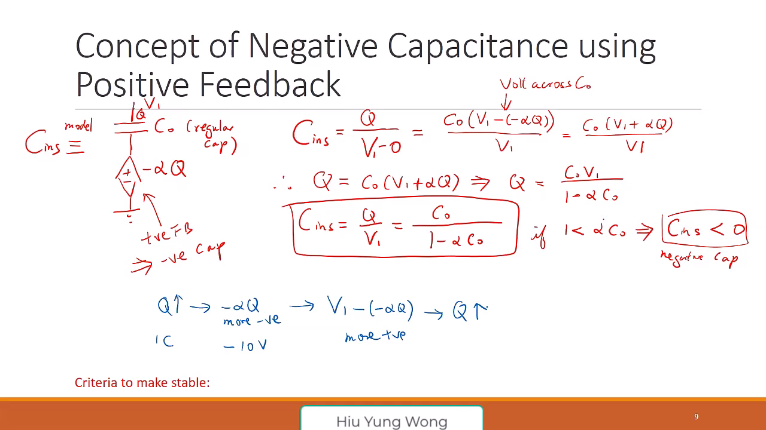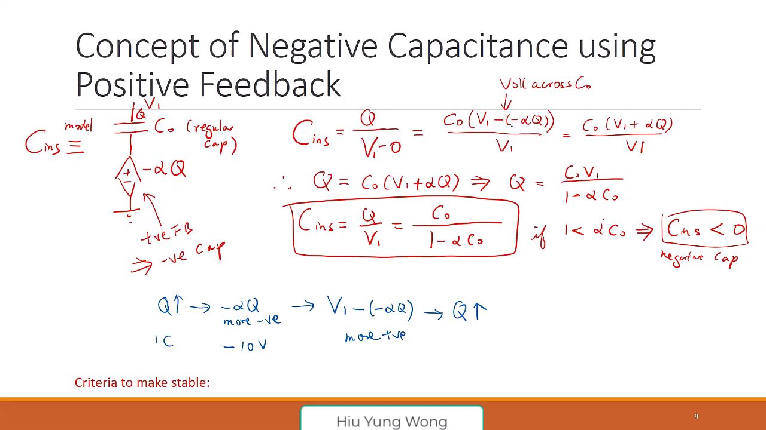So if this is more positive, the Q will continue to increase, right? The voltage across the C0 is larger now, then I have even more charge. So this is a positive feedback. It is not stable. It is not stable. And eventually it will run into second order distortion, nonlinearity, then you cannot use this equation anymore. It's just like the amplifier, it's just stuck at the rail. You don't get any useful negative capacitance.